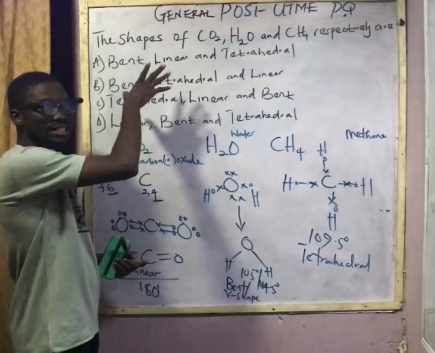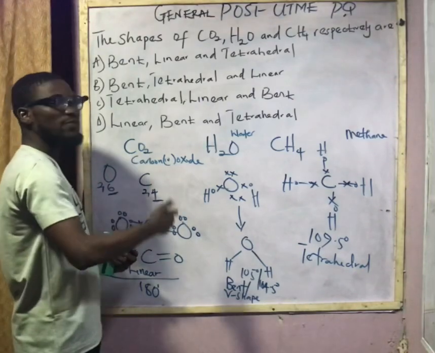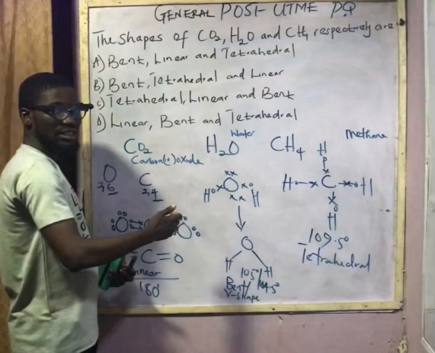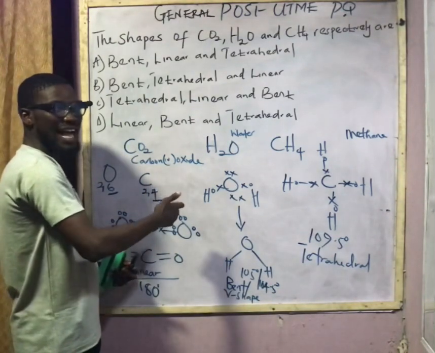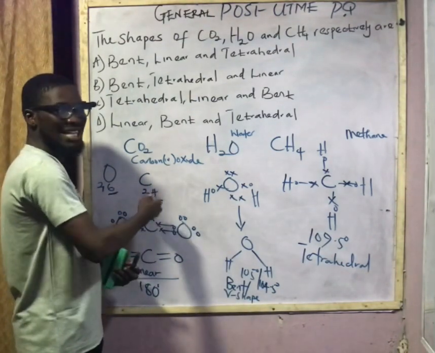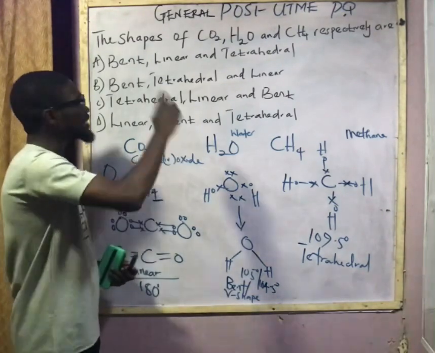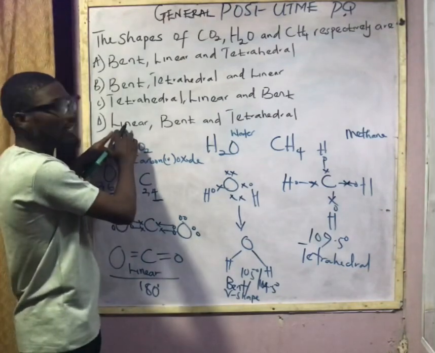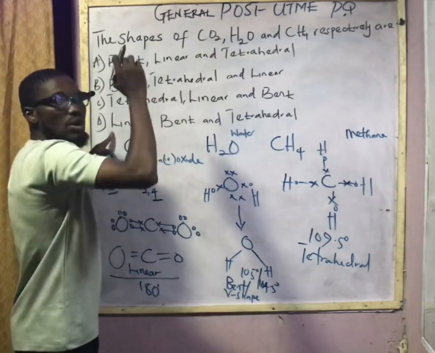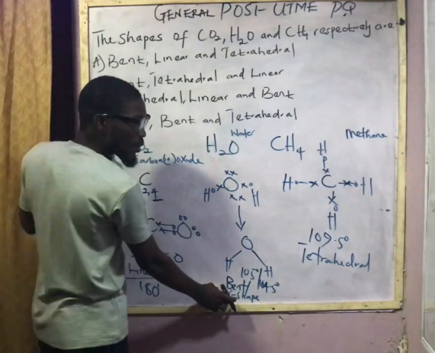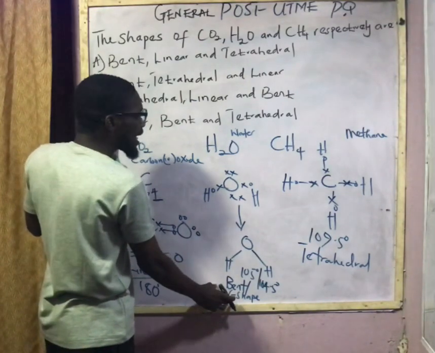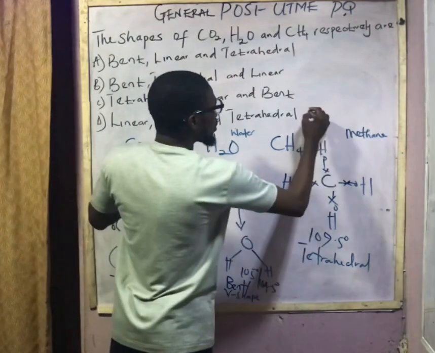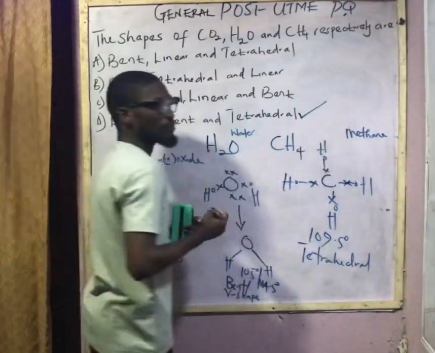So let's take a look at the options here. Which one best fits the solution which we have on the board? The one that best fits the answer and the position in which we are given the compounds. The first one is carbon dioxide, which is linear. The second one is water, which is bent, or we call it V-shape or angular shape. And the last one is tetrahedral. So our answer is D.